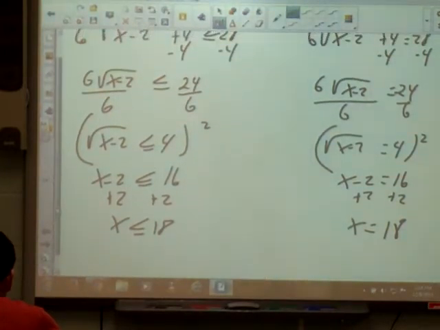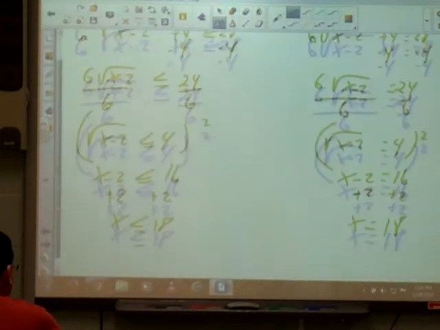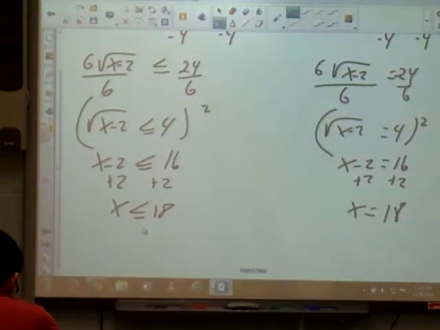But go back up and look at your original problem. Right up here where my mouse is hovering. What if I plugged a 1 in for that x? What's 1 minus 2? 1. No. Negative 1. Can I have the square root of a negative 1? No. Well, this told me anything less than 18 would work, and I just found out that 1 didn't work.